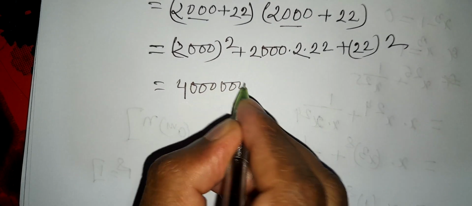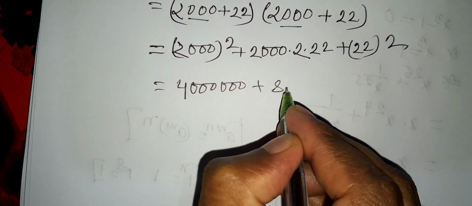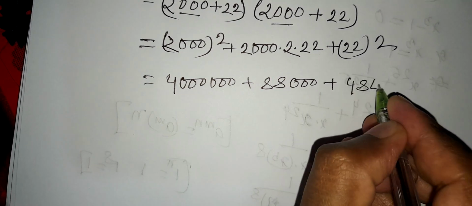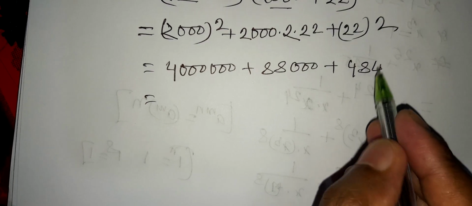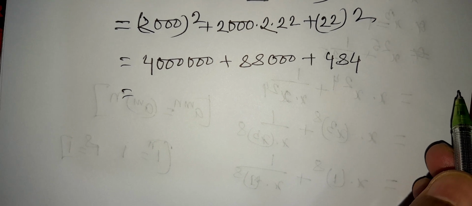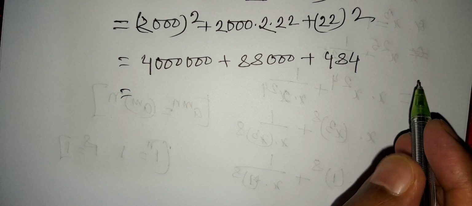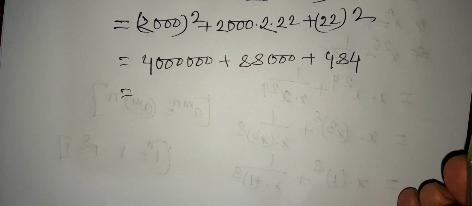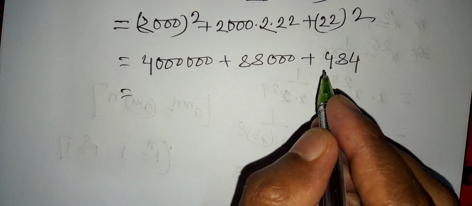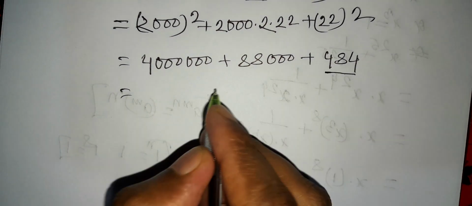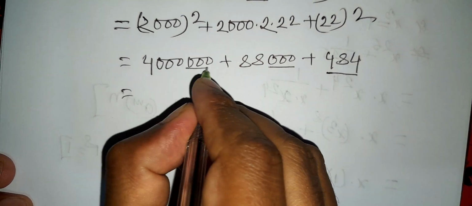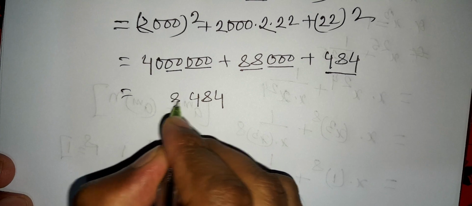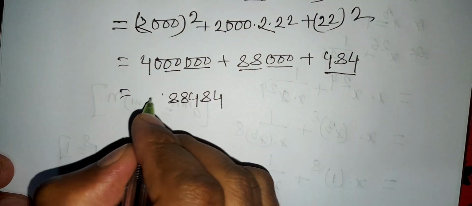Now 2 square is equal to 4. Multiplying the terms, we get 484, here 3 0 0 0, here 0 0 0, here 8 4 8, here 8 8, 0 0, and 8 8. Thus we add all.